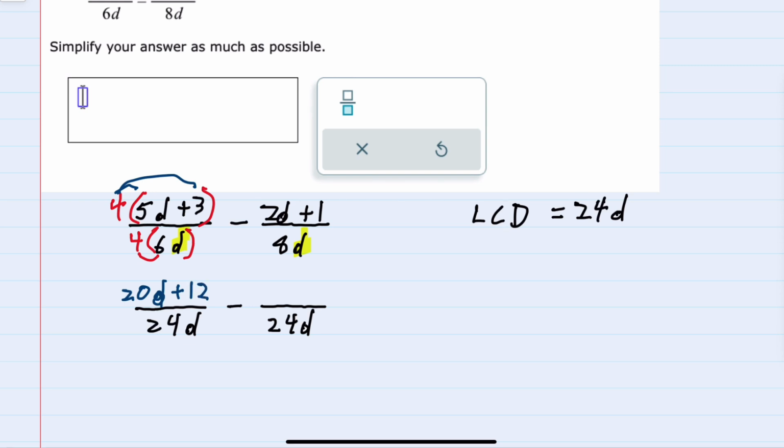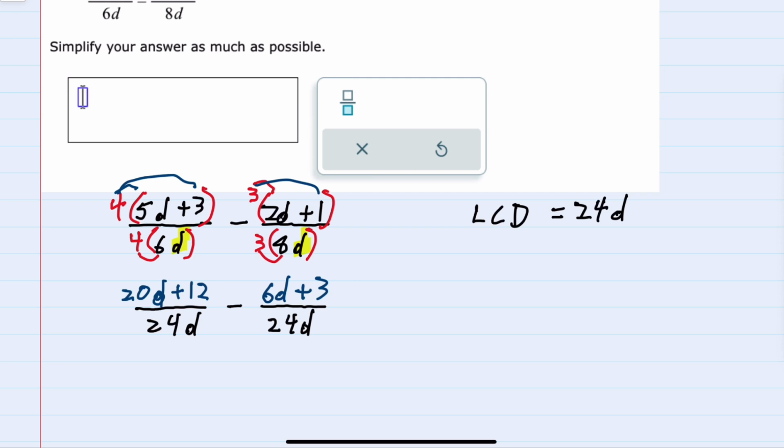In the second fraction, to get that 24d, I would need to multiply the denominator here by 3. That would give me 24d, but I also need to multiply the numerator by 3. 3 times 2d would give me 6d. 3 times a plus 1, a plus 3.